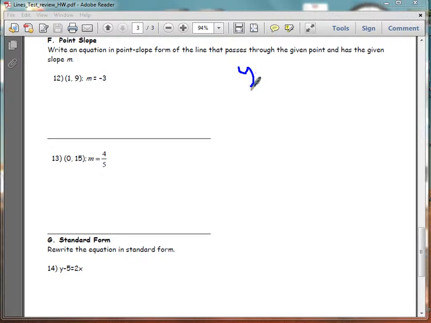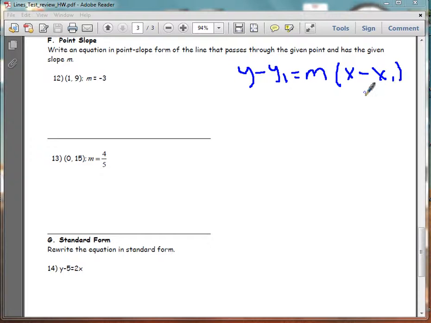Point slope, remember, is y minus y1 is equal to slope times x minus x1. So you want to make yourself a card or something where you can memorize this going into your test.